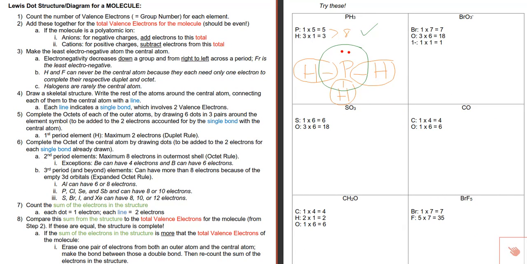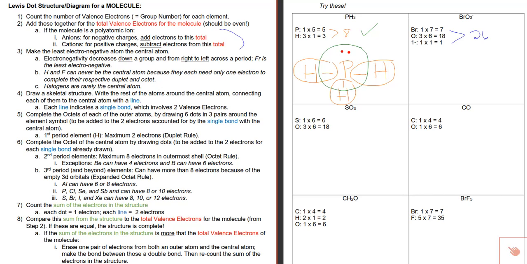All right, so our first step is to count the valence electrons. So if I have 1 bromine with 7 valence electrons, 3 oxygen with 6 valence electrons each, and 1 negative charge, which accounts for 1 electron, when I add all of these together, I get a total of 26. Notice what I said here about if it is an ion.